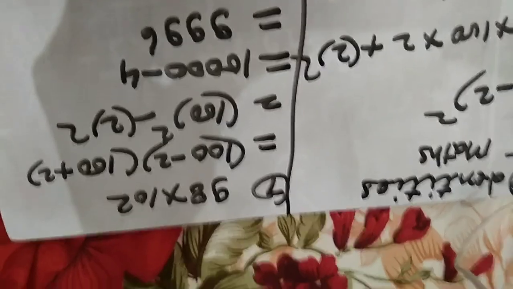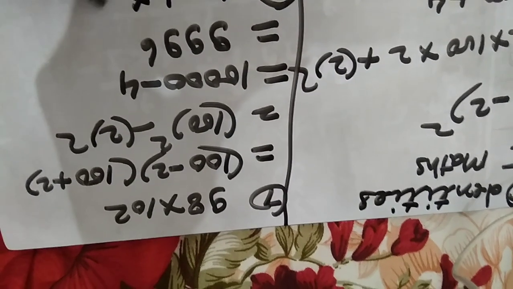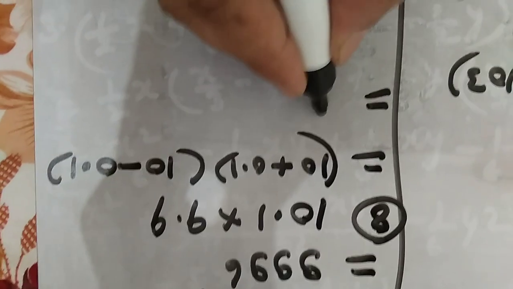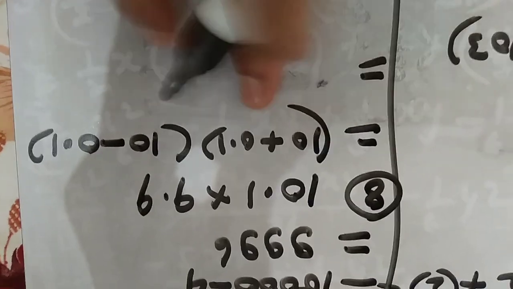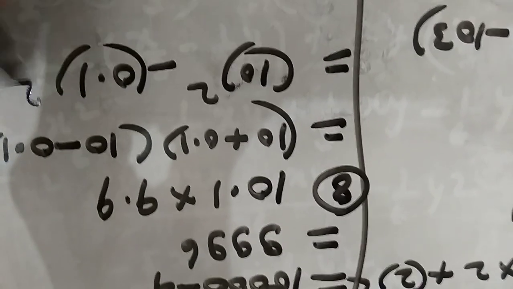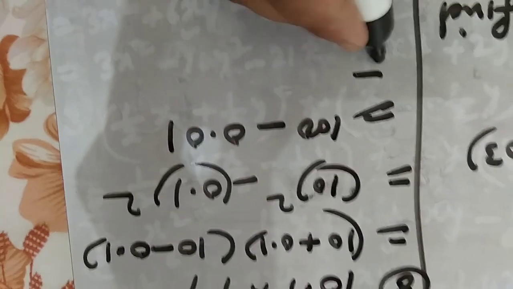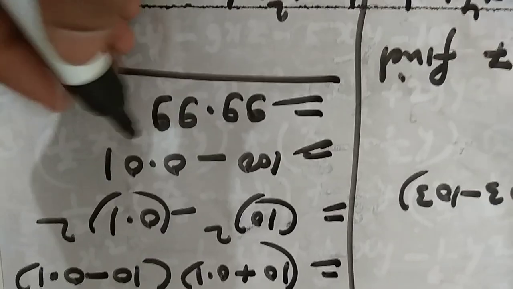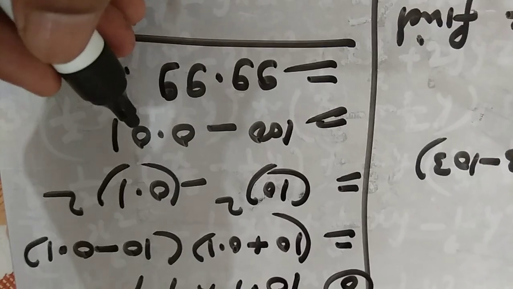Similarly, one more question. If we have to find out the product of 10.1 and 9.9, you have to write 10 plus 0.1 and 10 minus 0.1. (A plus b) (a minus b) will become a square minus b square. So it will be 10 square, that is 100, minus 0.01. After the subtraction, we will have 99.99. Students, this is all for today.